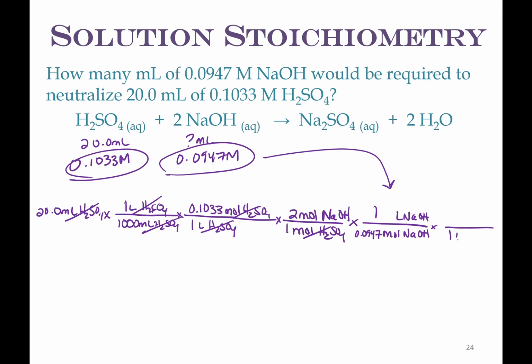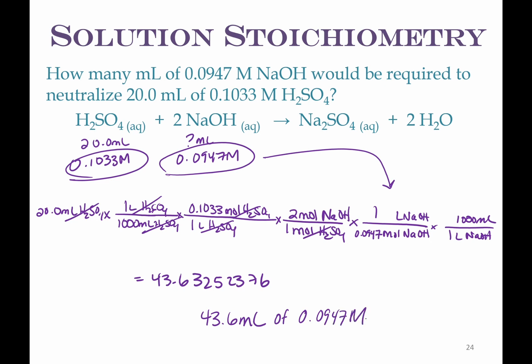And then for every 1 liter, there are 1,000 milliliters. 20 divided by 1,000 times 0.1033 times 2 divided by 0.0947 times 1,000 is 43.63252376. Or, let's see, 3 sig figs, 43.6 milliliters of, remember the molarity is important here, 0.0947 molar sodium hydroxide.